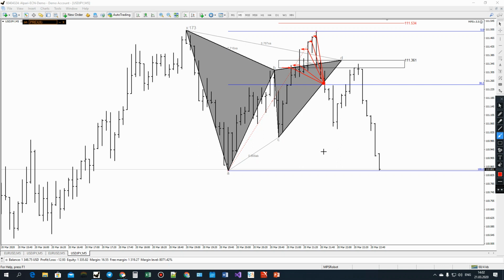This entry technique is called scale in. You probably heard about scaling out, when you close half of your position when 382 is hit, and then you close another half when 618 is hit, trading this pattern. This is what is known as scale out. But this one is known as scale in, when you don't open your whole position at the very beginning of pattern completion, but you open your position gradually.